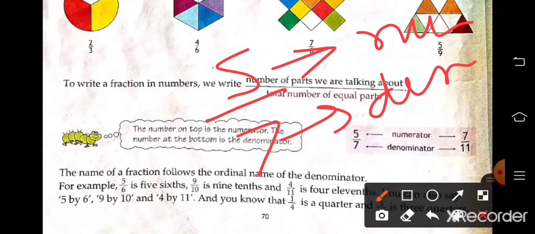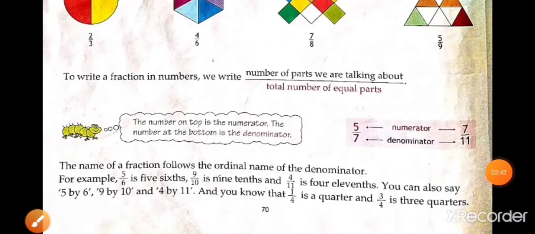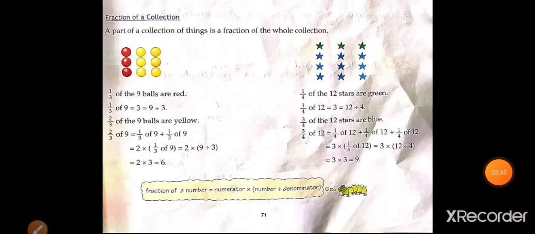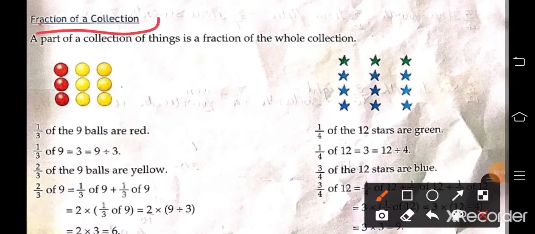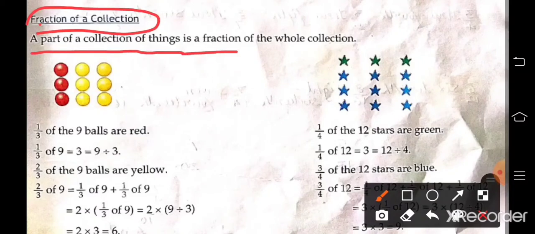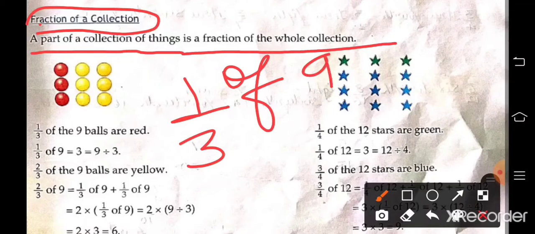Okay, now the next is at page number 71, fraction of a collection. A part of a collection of things is a fraction of the whole collection. Means 1/3 of 9 balls are red.